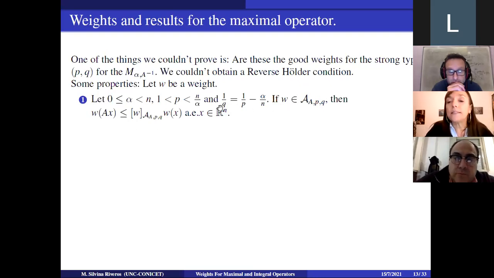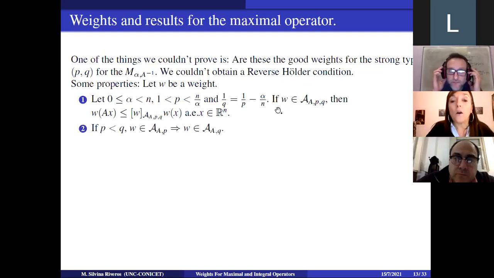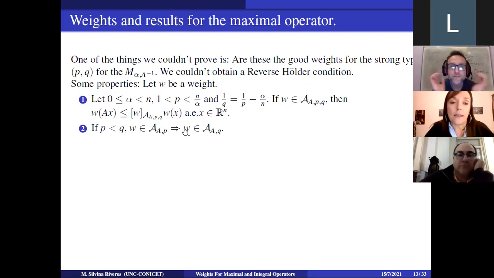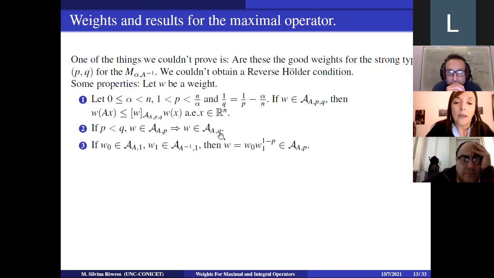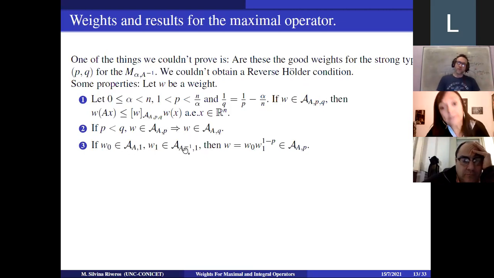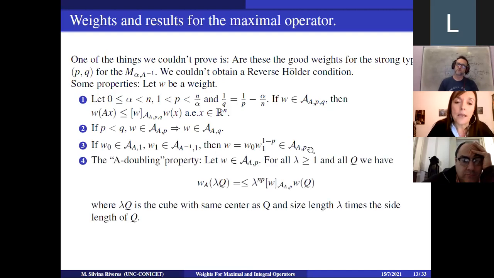So this is a condition that appears naturally. Also, we have an increasing condition in the classes. No, this we have as the AP classes, they are increasing. We have like a factorization, but the obvious one, no? If this W sub 0 is in this A1 class and this W1 is in the other A1 class, then the product is in the A sub P class.